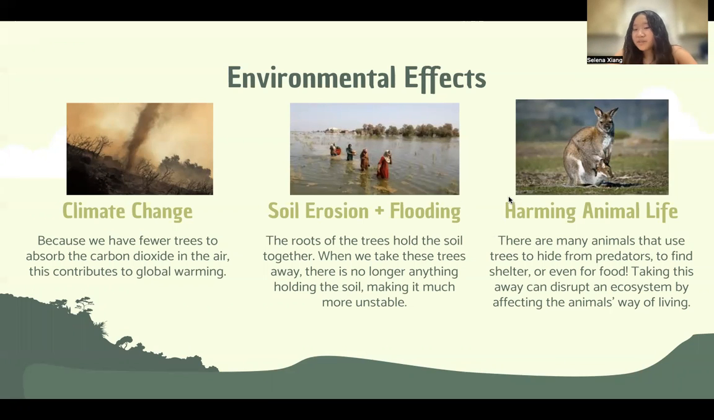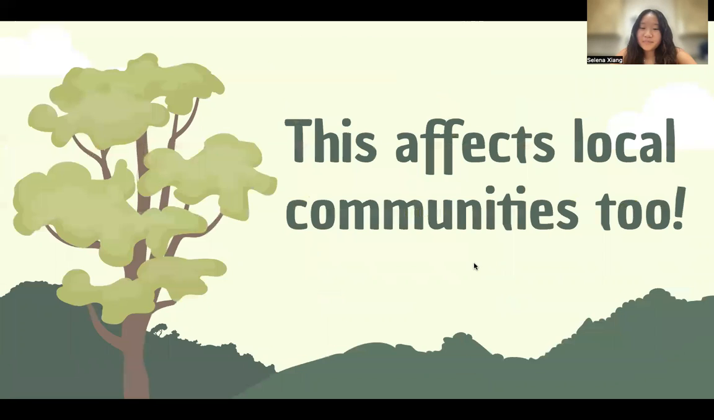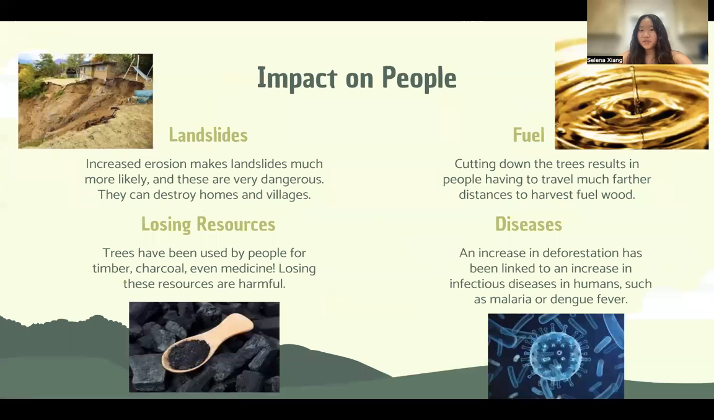And finally, it harms animal life. Like, look at this cute little kangaroo here. There's a lot of animals that use trees, whether it's to hide from predators, to find shelter, or for food. So we don't want to hurt these animals. And look, here's a poor baby koala who lost its home due to deforestation. So this actually affects local communities too.